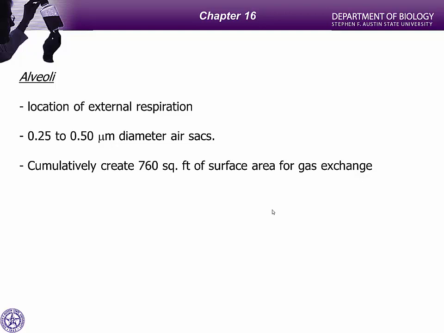They're only about up to maybe half a micron in diameter, and recall a red blood cell is going to be 8 microns in diameter. So they're small compared to a red blood cell, but there are a lot of them. And when you take those 300 million alveoli times that diameter, you basically are going to come up with 760 square feet of surface area for gas exchange. Now that's increasing the surface area to allow diffusion to effectively occur.